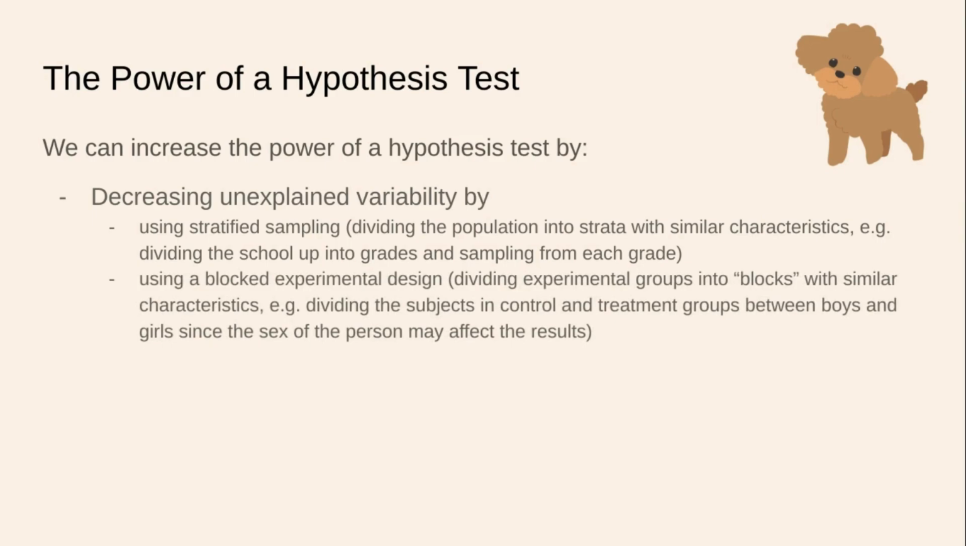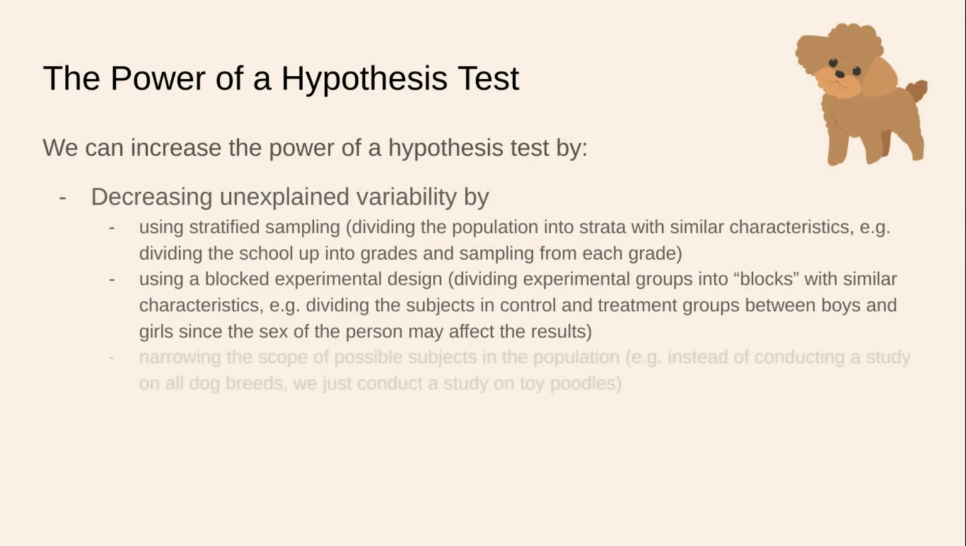We could use a blocked experimental design. So if we're performing an experiment, we could divide the experimental groups into blocks with similar characteristics. For example, we could divide the subjects in the control and treatment groups between boys and girls, since the sex of the person may affect the results. If we think there's a variable that may affect the results in some meaningful way, we don't want the control group to have all of the boys and the treatment group to have all of the girls. That result should be thrown in the trash where it belongs. Blocked experimental design decreases unexplained variability, makes results more clear, increases power.